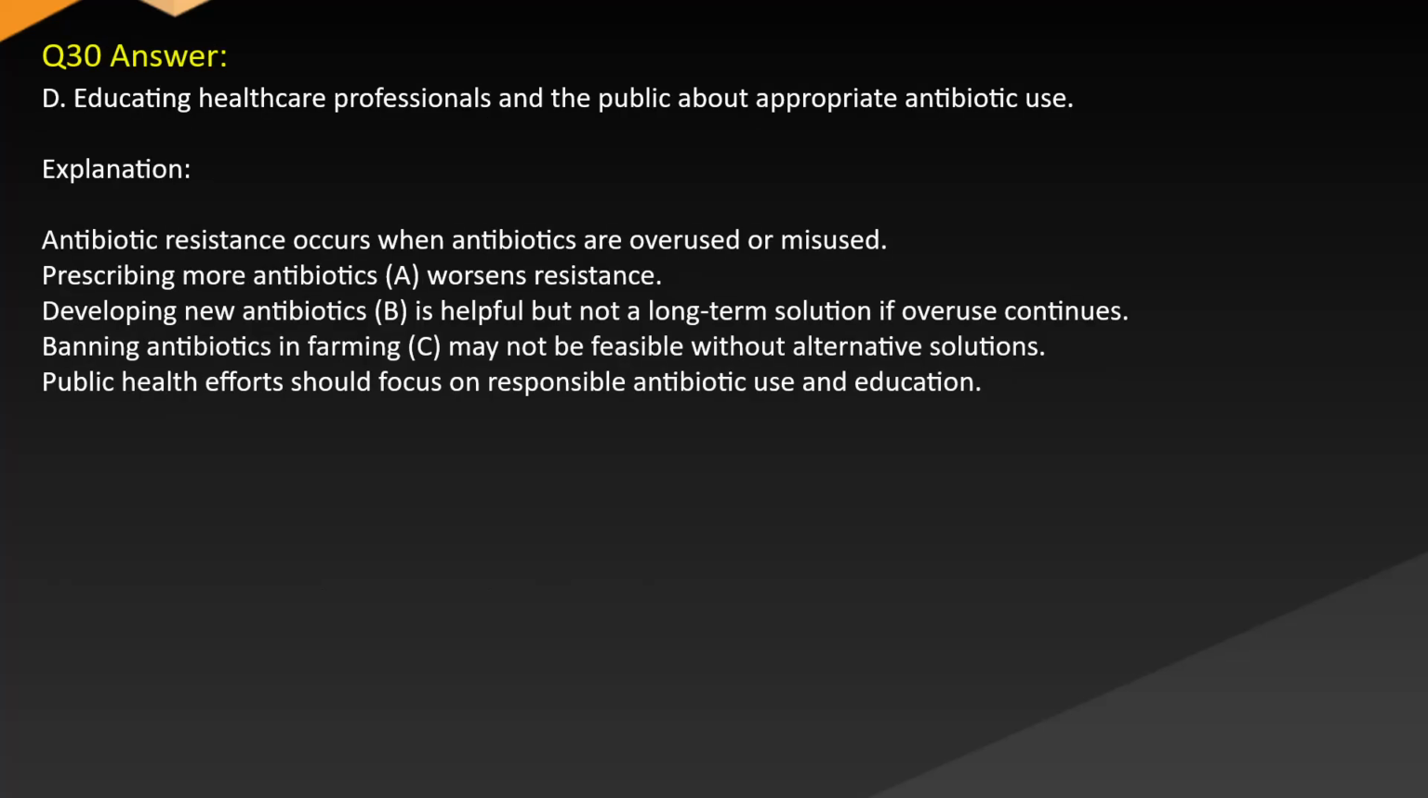Answer: D. Educating healthcare professionals and the public about appropriate antibiotic use. Explanation: antibiotic resistance occurs when antibiotics are overused or misused. Prescribing more antibiotics, A, worsens resistance. Developing new antibiotics, B, is helpful but not a long-term solution if overuse continues. Banning antibiotics in farming, C, may not be feasible without alternative solutions. Public health efforts should focus on responsible antibiotic use and education.